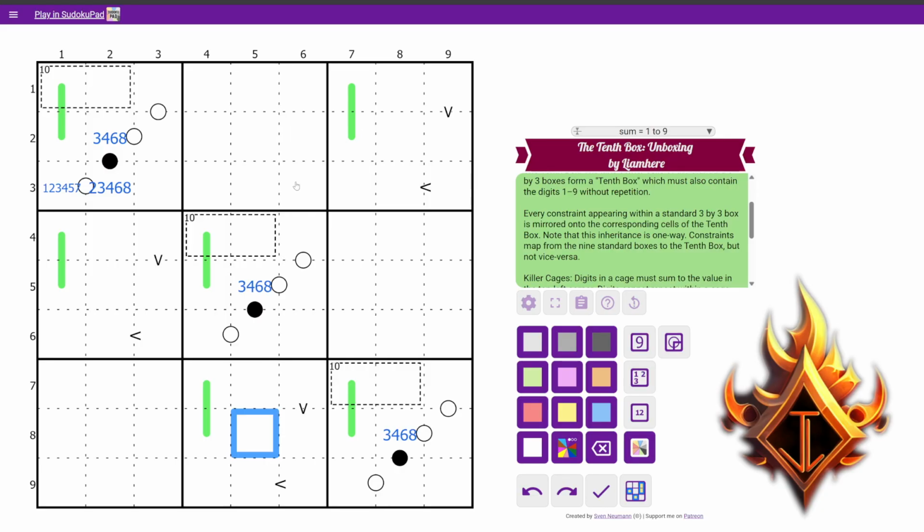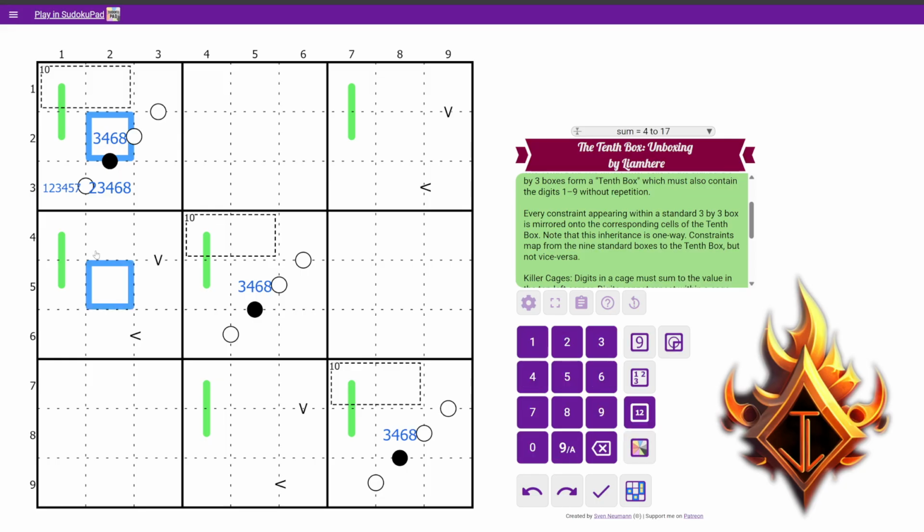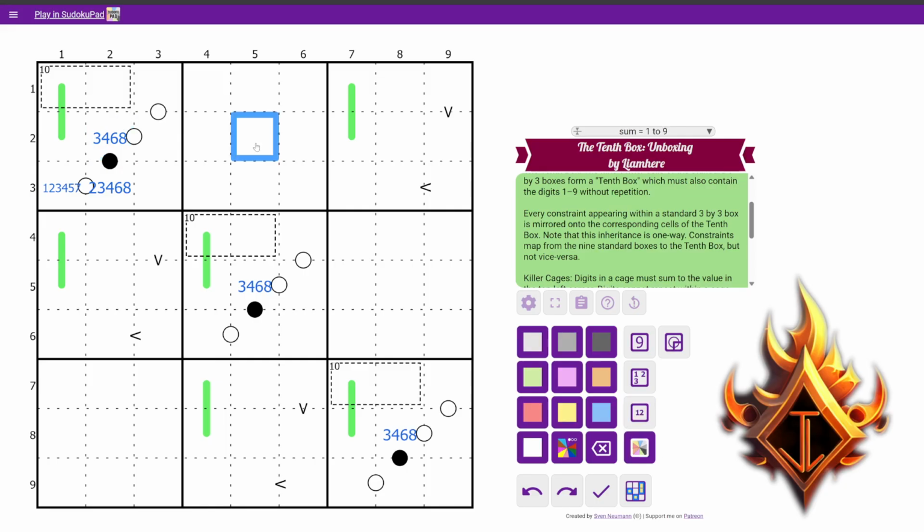The constraint is copying, the digits are not. These copy just because they have the exact same constraint layout. This and this have a German whisper. This and this are a 10 cage. So this can be 7, 6, 4, 2.